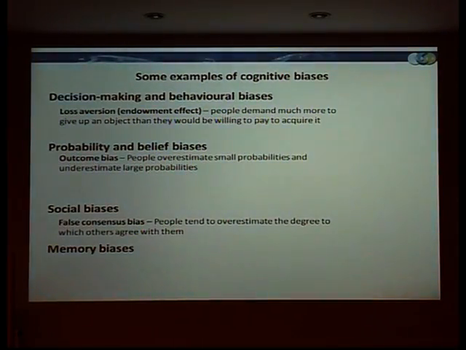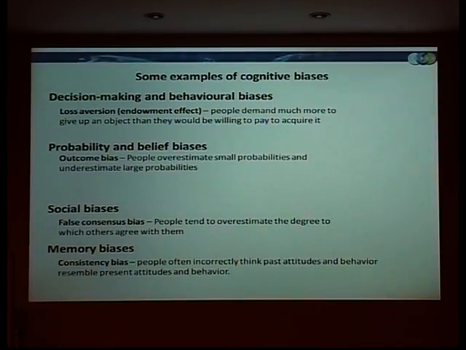Then there are some social biases, and one example of a social bias is false consensus bias. People tend to overestimate the degree to which others agree with them. So we all think that we're right, basically. And then there's memory bias, where people often incorrectly think that past attitudes they had are the same as what they have now, and that they didn't change over time. So these are just some examples of the cognitive biases.